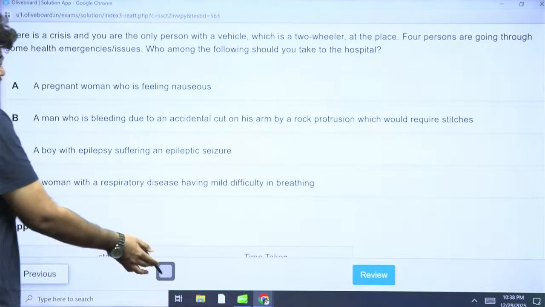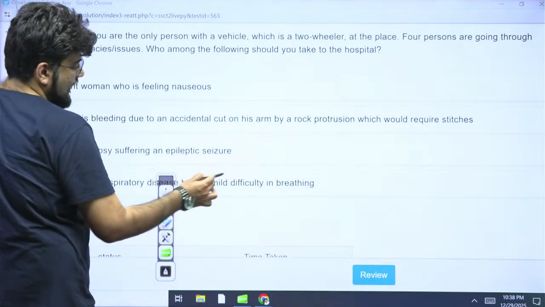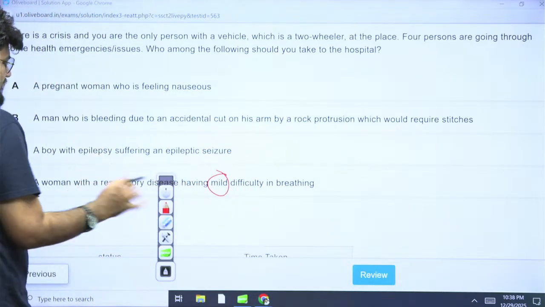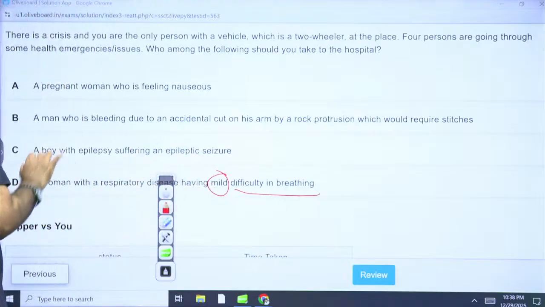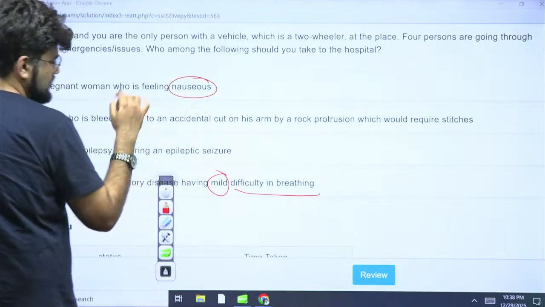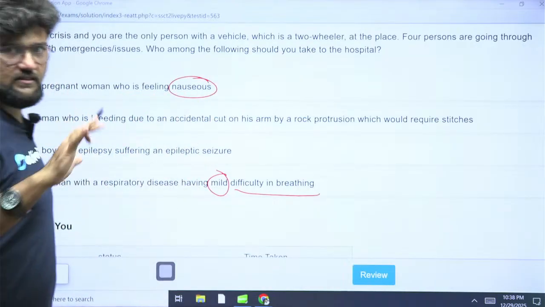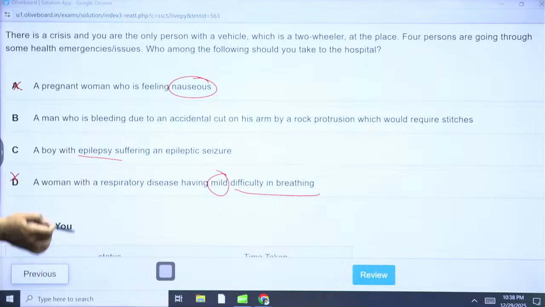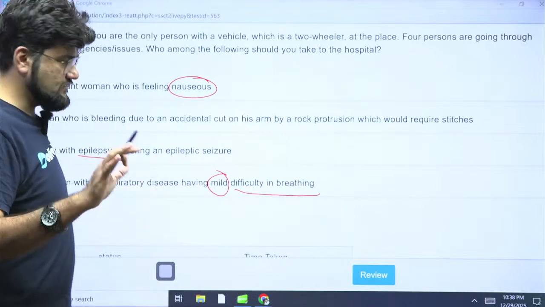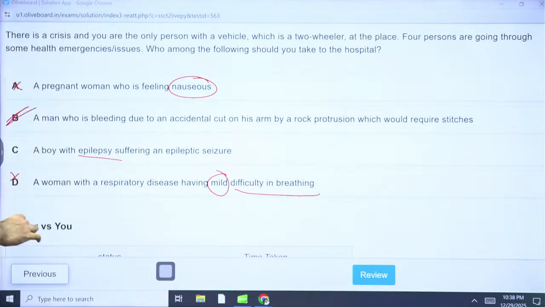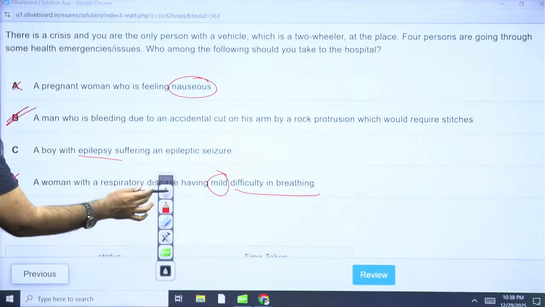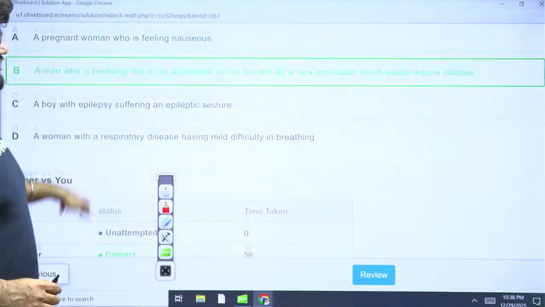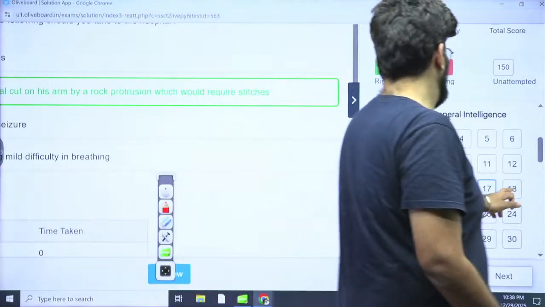See, some keywords are going to help you out here. The moment you see mild, she has some difficulty in breathing. This can be handled without going to the hospital. She is feeling nauseous. Probably if she vomits or if she's given some space, some cold air, she'll be fine. She does not need to go to the hospital. Epilepsy, most probably somebody can sit there with the person, let him rest out the epilepsy. So this is the most probable answer, the most urgent one which needs medical attention. So option B is the right answer. That's the idea here. 56 seconds. Next.